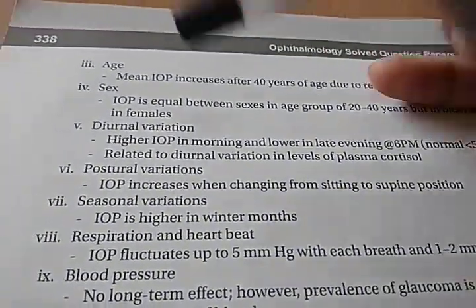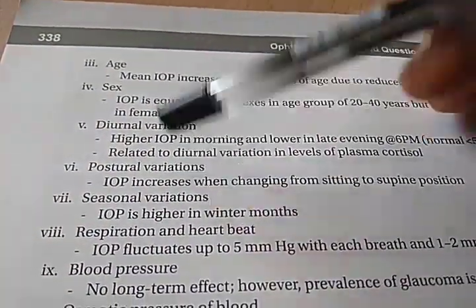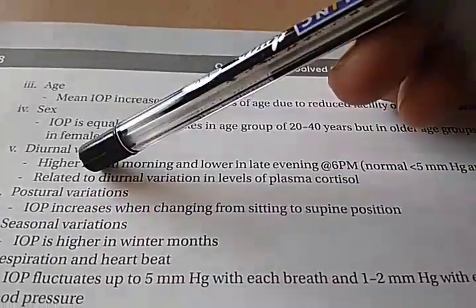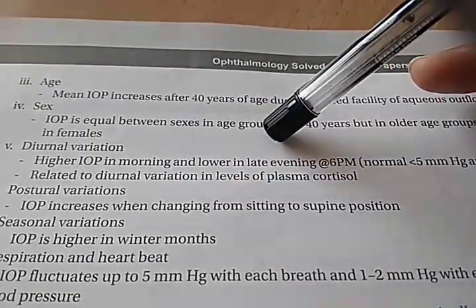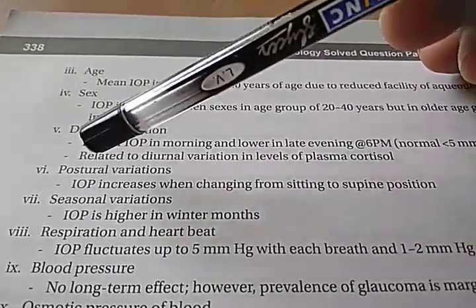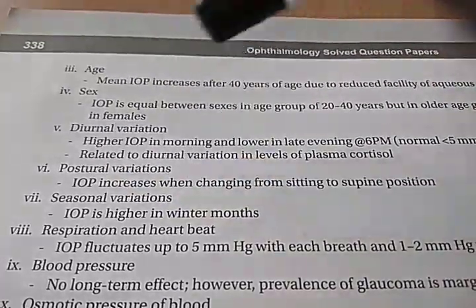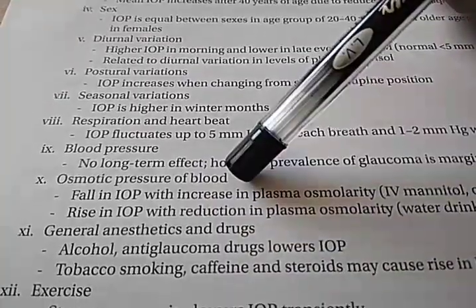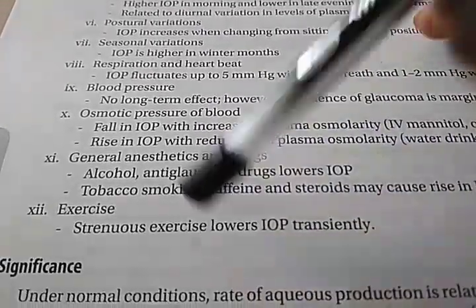Age, sex, diurnal variation. So diurnal variation will be there, right? When is the intraocular pressure high? It is high in the morning and in the late evening. In the afternoon it will be less. Okay. Then postural variation of IOP can be there. Seasonal variation, respiration and heartbeat, blood pressure, osmotic pressure of blood, anesthetic drugs, exercise.